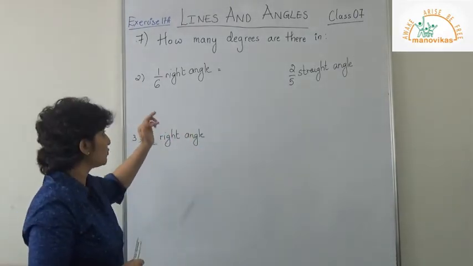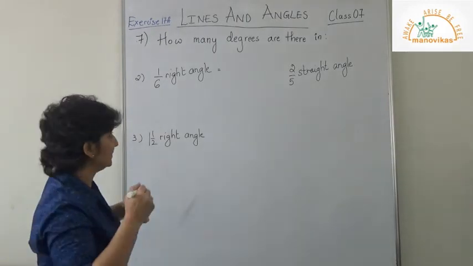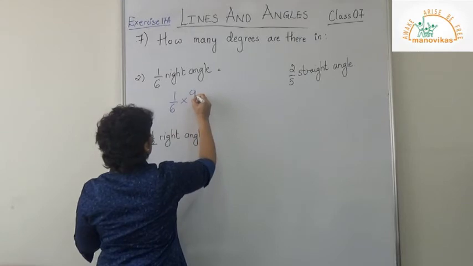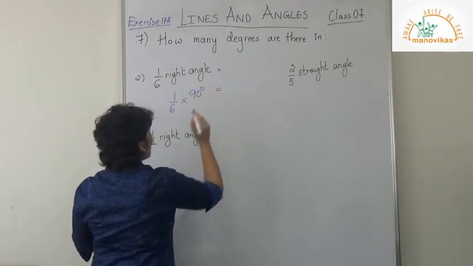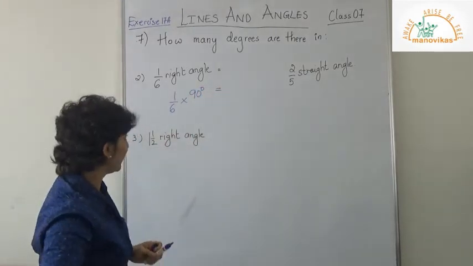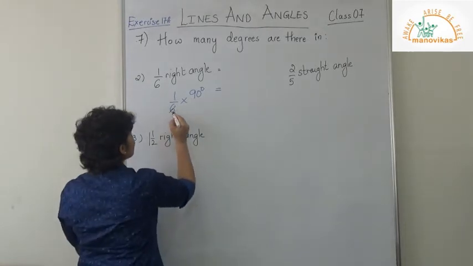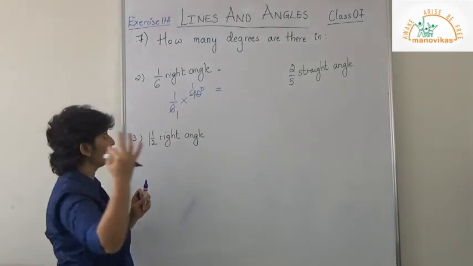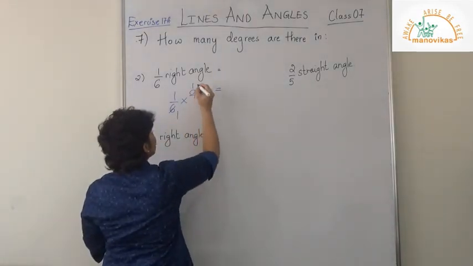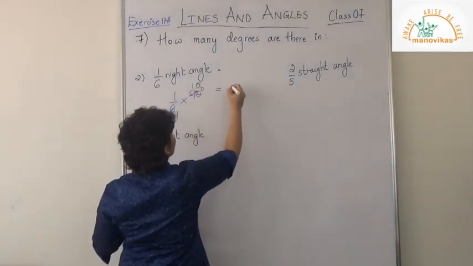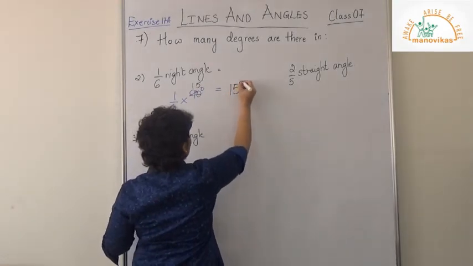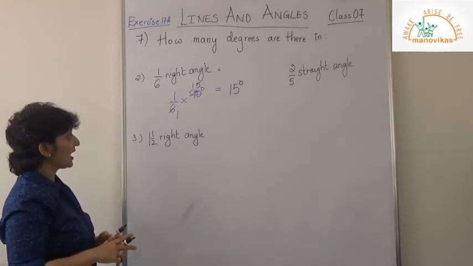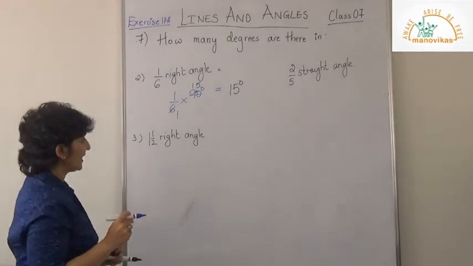Let's read the second one. How many degrees are there in 1/6 of a right angle? 1/6 of a right angle means 1/6 into 90. So when I reduce, 6 ones are 6, 6 ones are 6, 7, 8, 9, 3. This is my remainder. 6 5s are 30. So that is going to be 15 degrees. Clear?